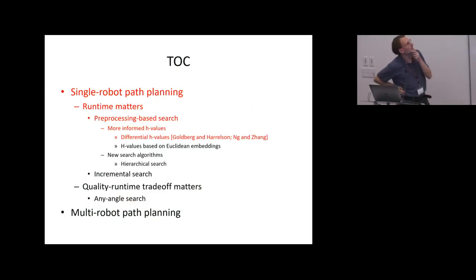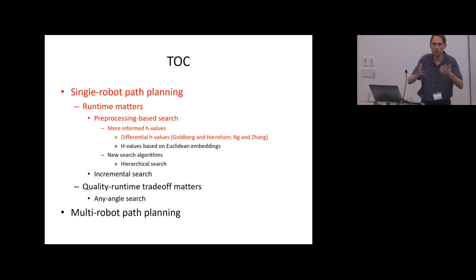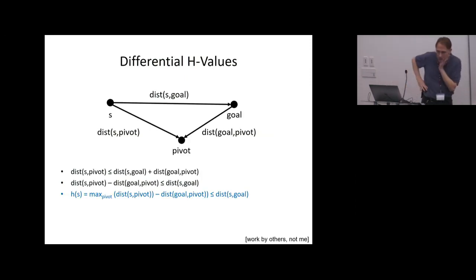There are two things that we can do. You can find more informed H values than the ones that you would usually use, like the straight line distances, for example. Or you can come up with other information that requires you to change the A-star search to take it into account. So let's do the easy part first, where we want to find more informed H values. I'll just give you two quick examples here. One is differential H values.